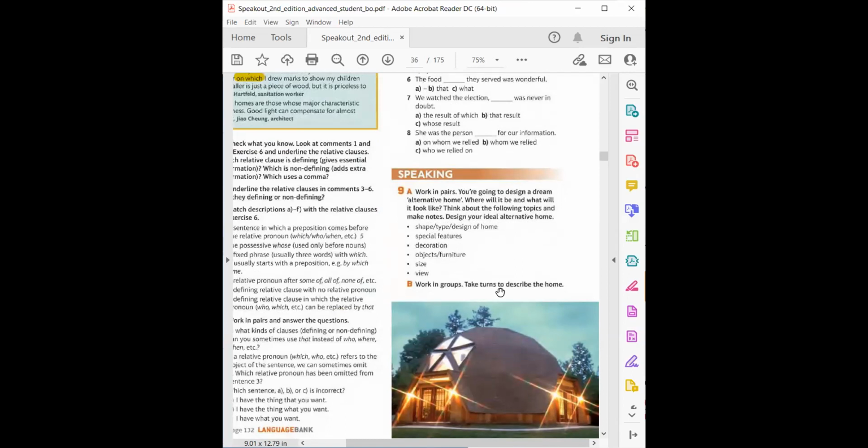So ideal, you know, like the perfect, the best of the best. So think about the shape, type, and design of the home, special features, decoration, objects and the furniture, the size and the view. Do you need some time to think of it? I don't even have the idea of my ideal home, not yet. Yeah, so I don't know. It's okay if you don't have any ideas, no problem.